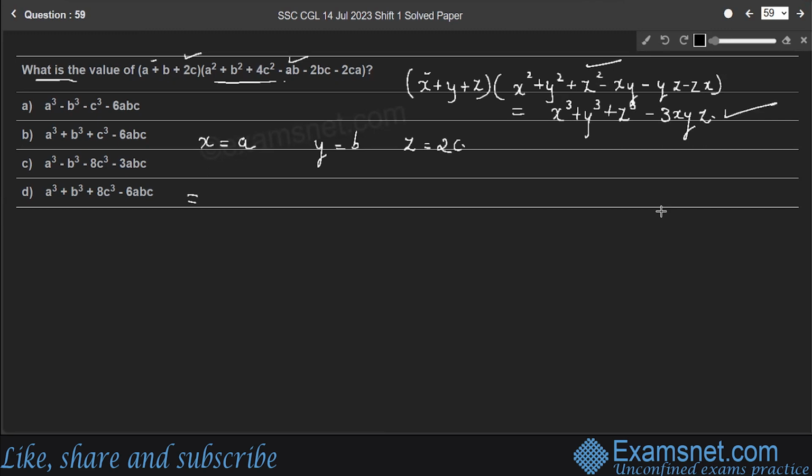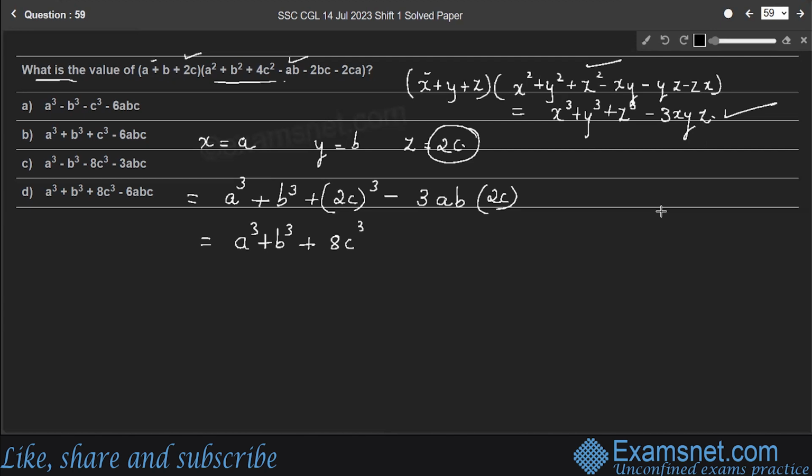X cube is a cube, plus y cube is b cube, plus z cube is 2c the whole cube, minus 3xyz. 3, x is a, y is b, right? Z is 2c. Simplify it. A cube plus b cube plus 2c cube is 8c cube, minus 6abc is the answer, right?